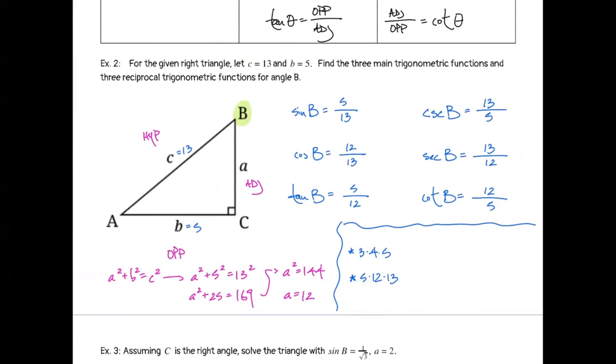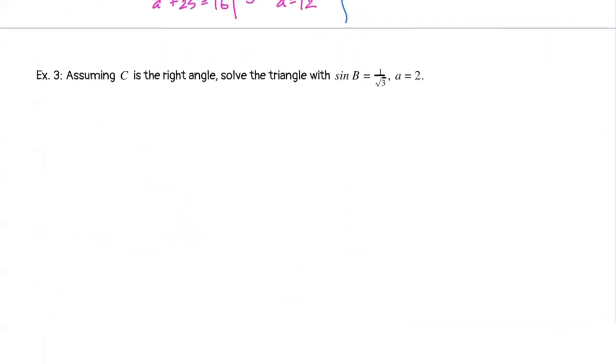All right. Let's take a look at some juicier problems though, for better or for worse. I think it's good to know some more fundamental and straightforward problems, but sometimes the beauty in math is really around that problem solving. And so that's what we're going to take a look at in examples 3 and 4. In example 3, assuming C is the right angle, solve the triangle with sine B equals 1 over root 3 and a equals 2.